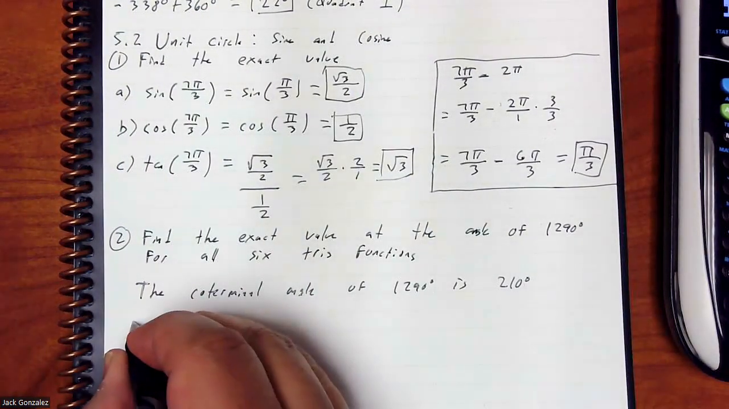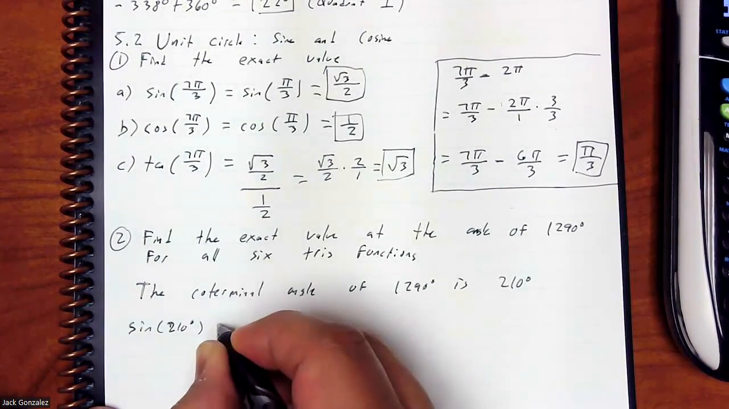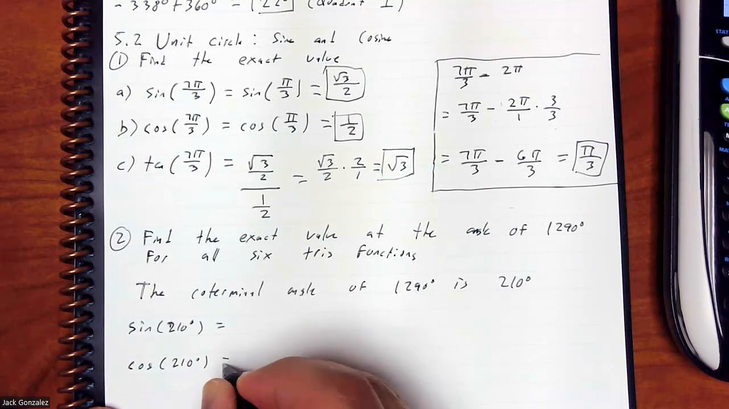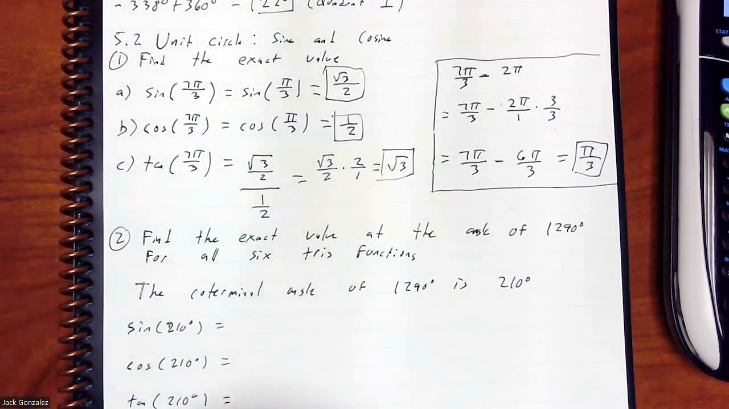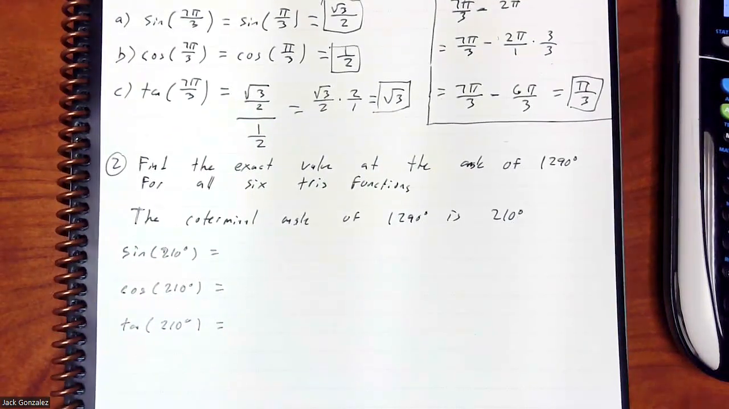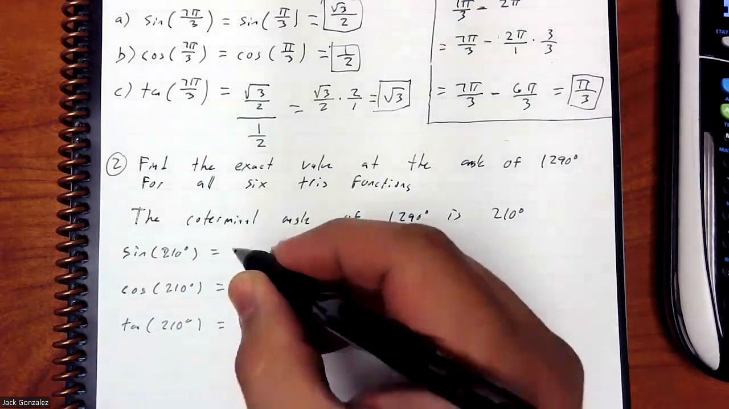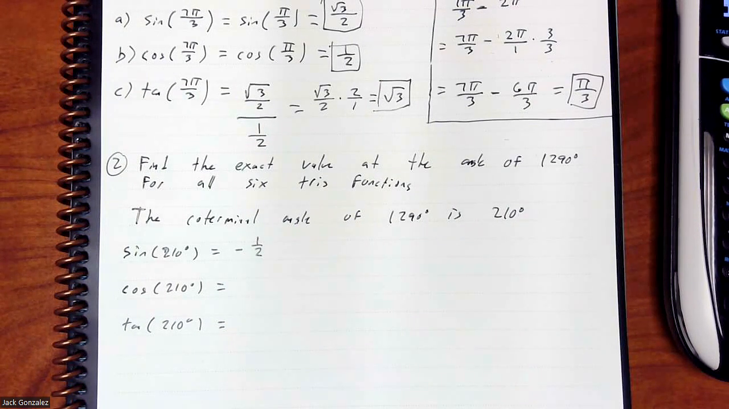So what we're gonna do is find sine of 210, cosine of 210, tangent 210. Start with those three. What is sine of 210? Negative 1/2. That's quadrant 3, right? So if we're in quadrant 3, then both are negative.